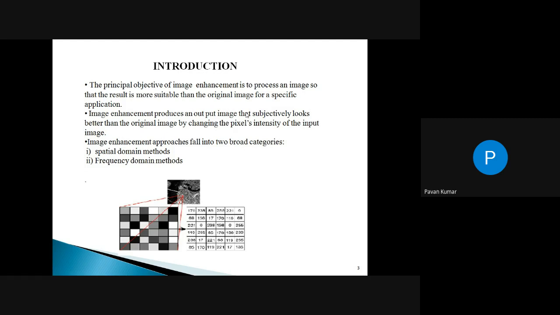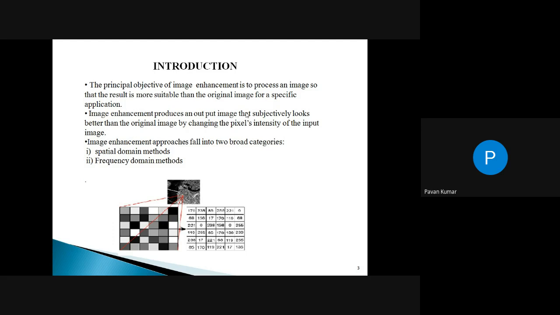Here, the important thing is the specific application. What type of application we are using depends on that. We have medical applications, for example X-ray images or MRI scanning images. If you want to enhance those images, we will use some types of techniques. And if you have satellite images, or consumer electronics like television images, we will have other types of image enhancement techniques. Like that, the specific application is important, whatever application you are having.